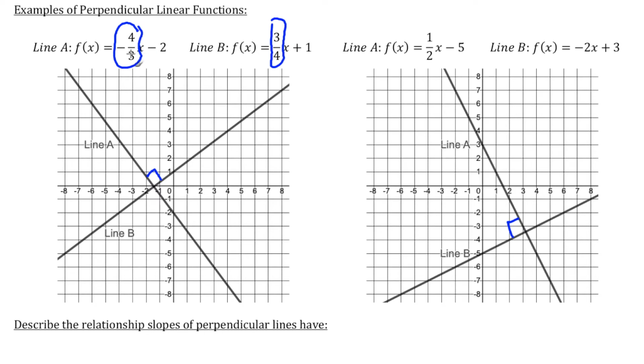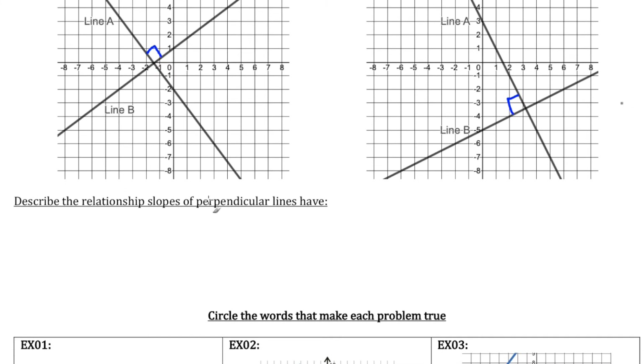If you can tell, this is like quote unquote opposite of this one. This is negative, this is positive, this is 4/3, this is 3/4. Let's see if the same thing's true over here. We have +1/2. This one's negative. But remember, this is over 1. So it fits. These are called negative reciprocals.